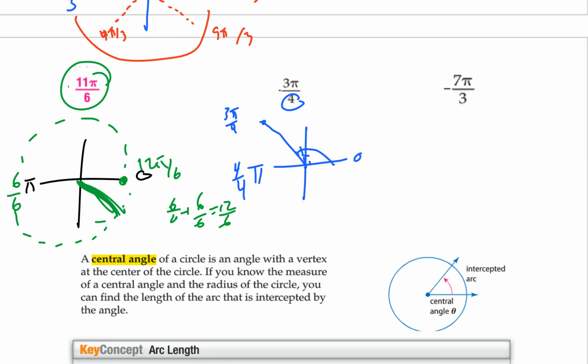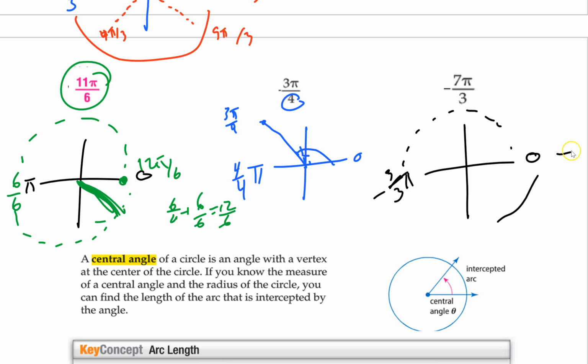Negative 7 pi over 6. So here's 0. It's a negative. We're going to go down. So going down is negative pi. Common denominator, so negative 3 over 3. If I go around again, it'd be negative 6 pi over 3. And I want to get negative 7. So I actually go a little past it. Now again, we're going negative, so a little further is this way. That's negative 7 pi over 3. And that's how you draw radian measure angles.